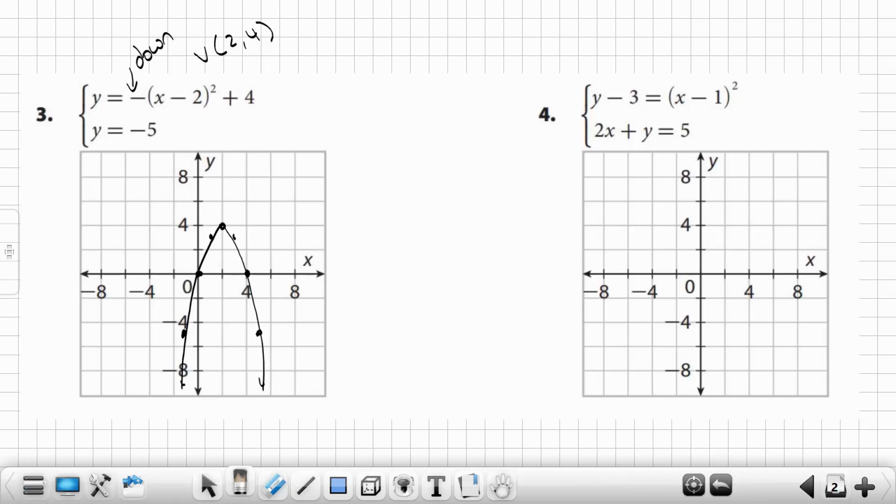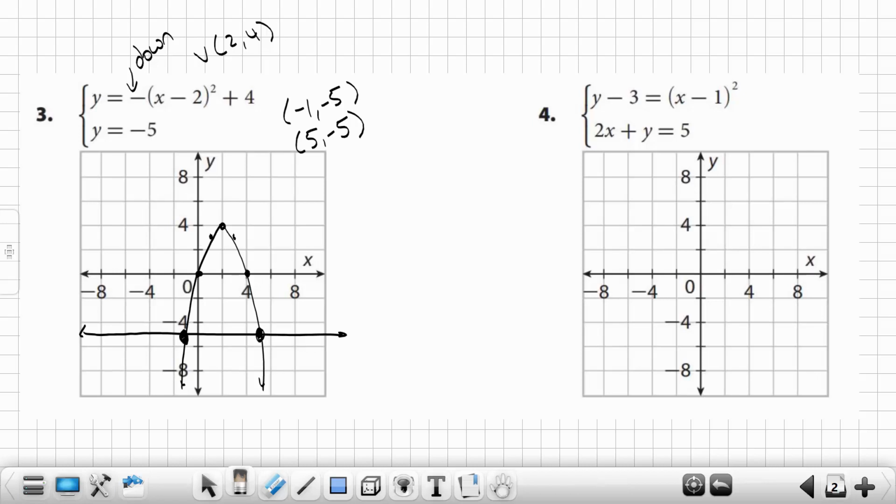y equals -5. Now that's just going to be a horizontal line through -5. Where does it cross? It crossed, hey, at those two dots right there. That is -1, -5, is one crossing. And the other crossing is 5, -5. Right? So those are our two solutions. I'll make the dots really big. They're right there, right there.